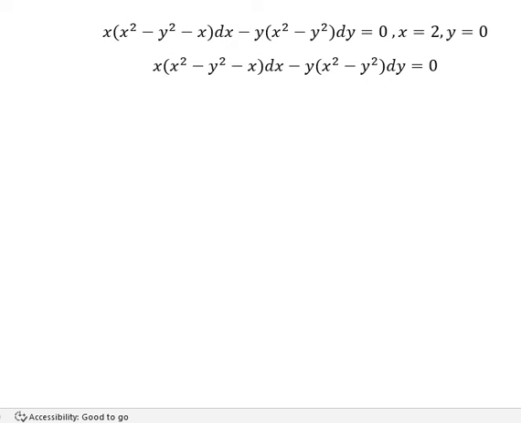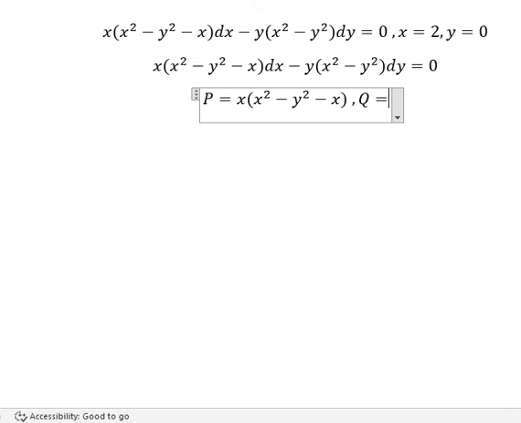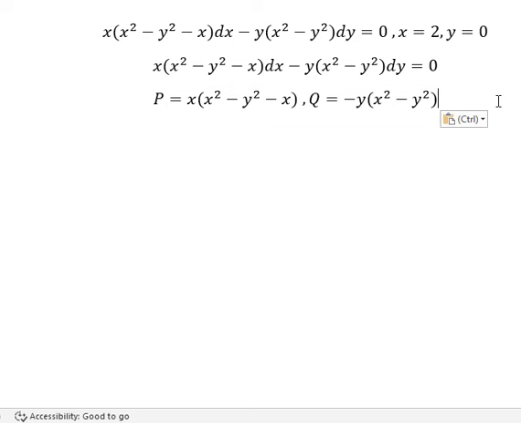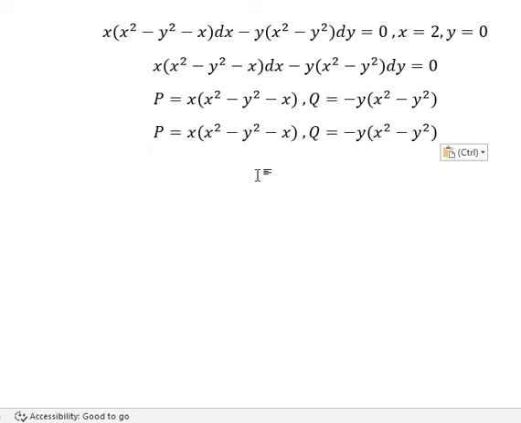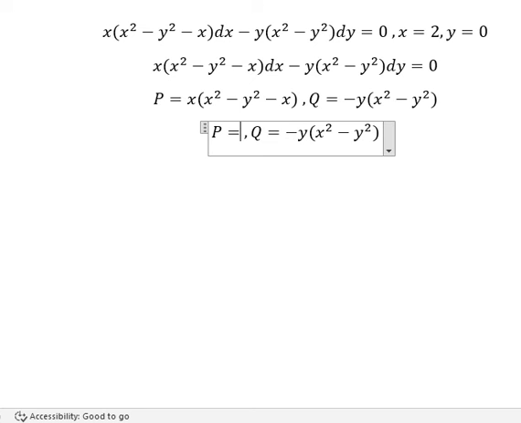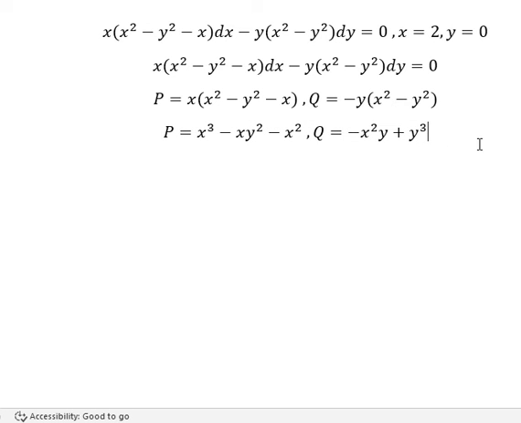We put b equals to this one and q equals to this one with the negative sign here. So s will multiply by this one and we have s to the power of 3 minus sy square minus s square. This one we have negative s square y plus y to the power of 3. So we have the s.